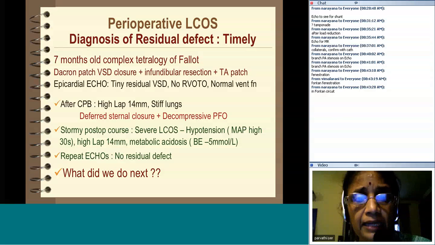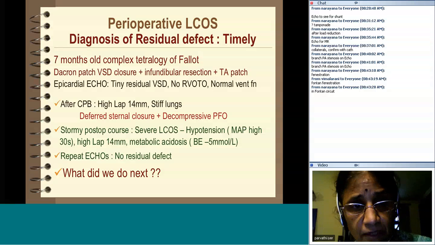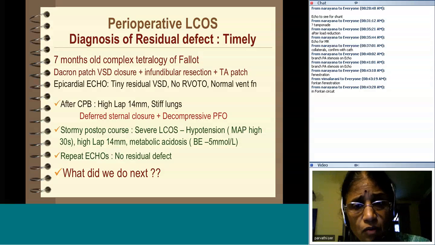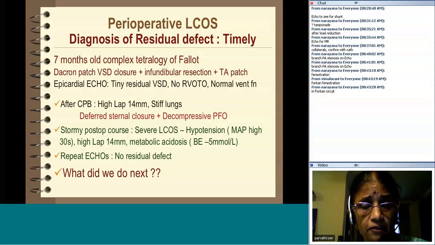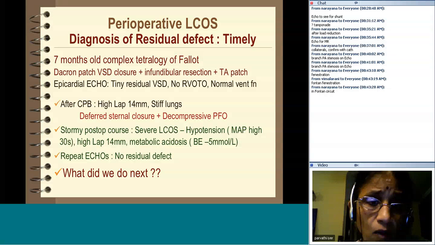A severe low output state, he was hypotensive, continued to have low blood pressures, left atrial pressures remained high, double digits, and this is a tetralogy. There was some lingering metabolic acidosis, base deficit of -4, -5, all features of poor peripheral perfusion. Multiple echoes were done which said no residual defect. Now, what do you think we should do in this situation? This is just a tetralogy. Can anyone type that in?